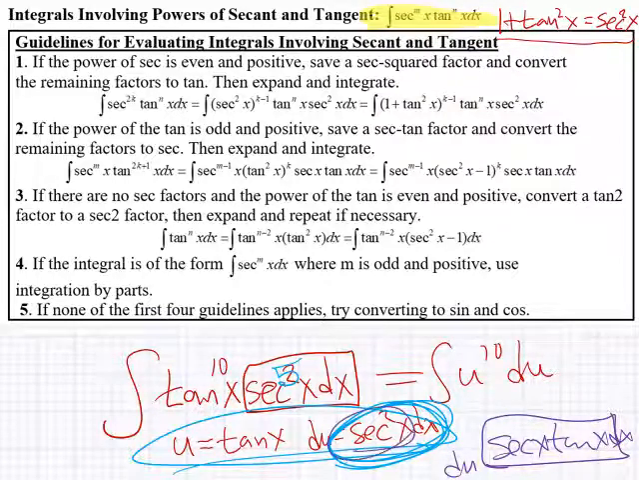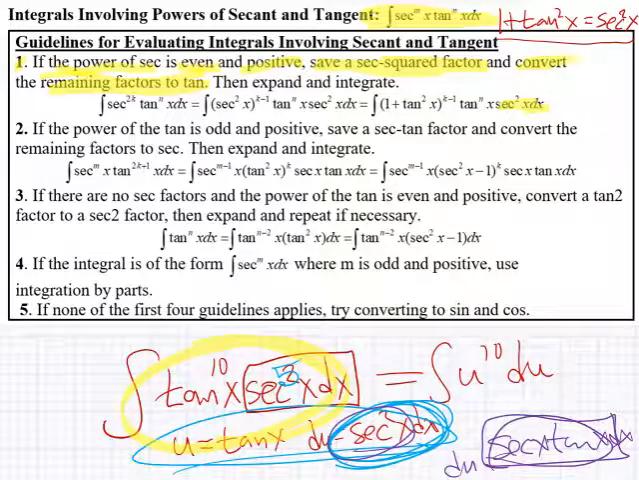So what you're saving to be your du is a little more complicated with these examples, which makes them a little harder. But we take the same approach. So let's look at this. Option 1. Power of secant is even and positive. If you have an even positive power for secant, what you can do is save a secant squared factor for your du, and then everything else has to convert to a tan, so that you can do basically what we did here.